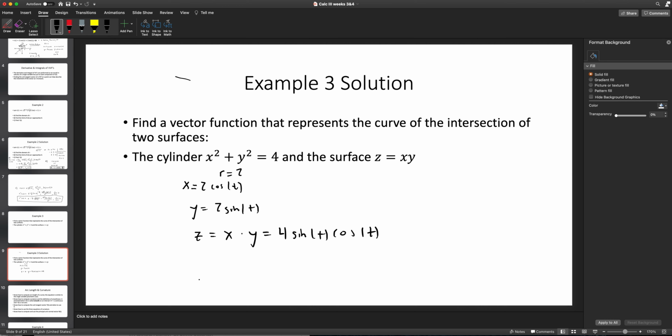So we just put that vector function, maybe in component form: 2 cos t, 2 sine t, and 4 sine t cos t. So that's the vector representation. All right, so that completes this problem.